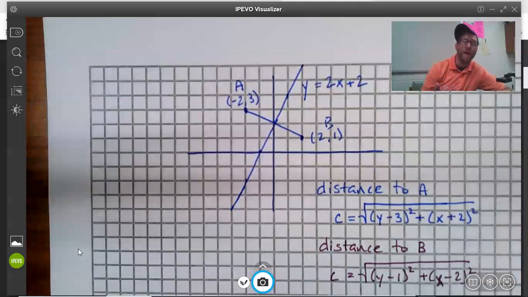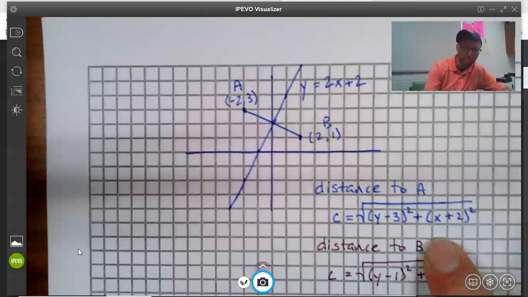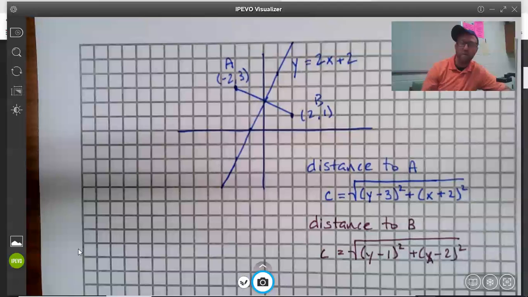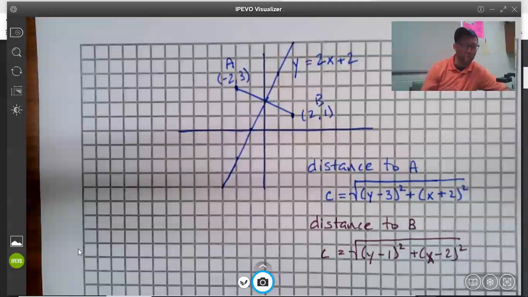But we're going to derive that equation from the fact that the points on the line are equidistant from both endpoints of the segment. Now, in an earlier video, we wrote out formulas for how to calculate the distance from any random point to some given point.